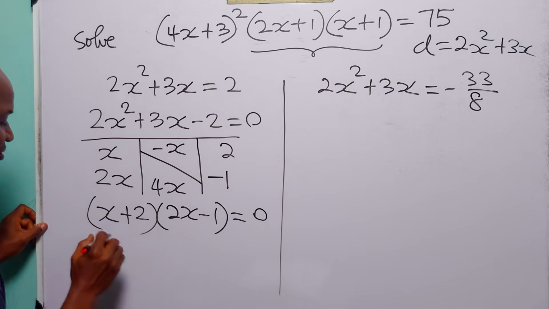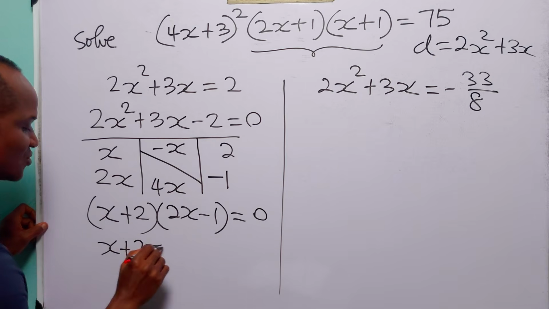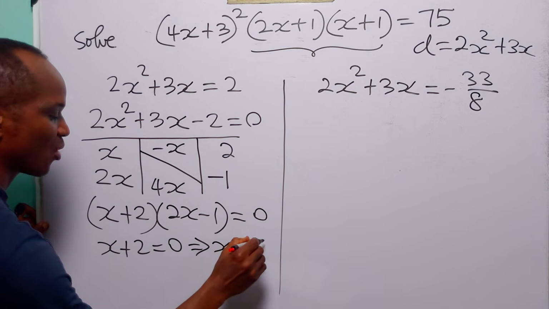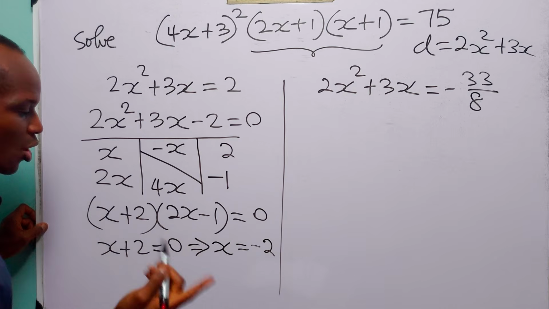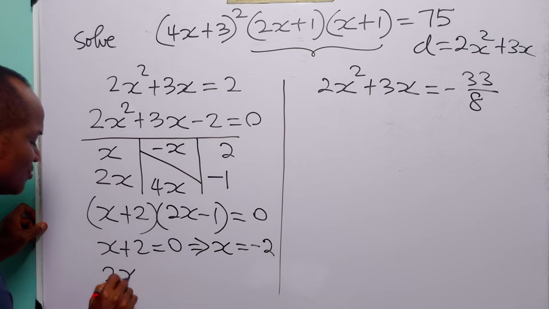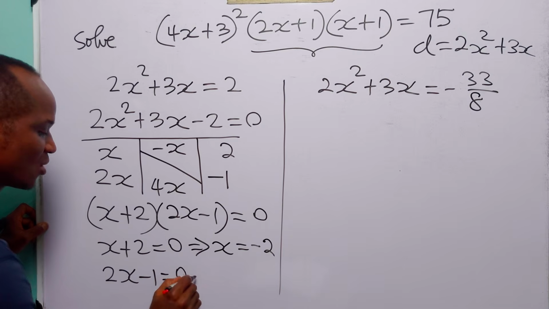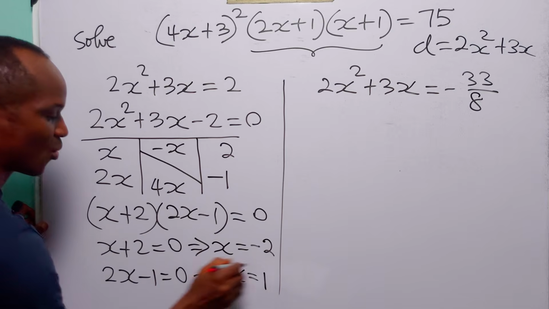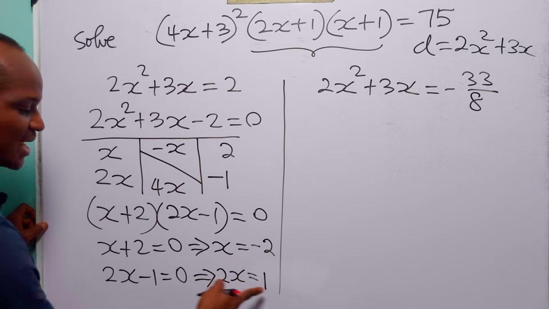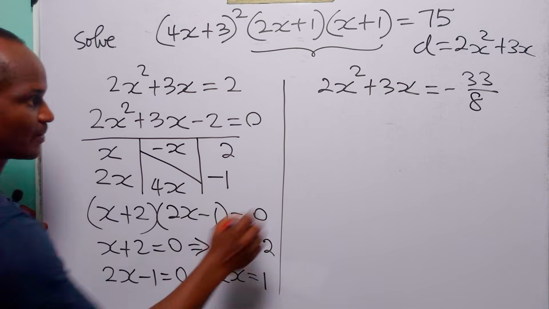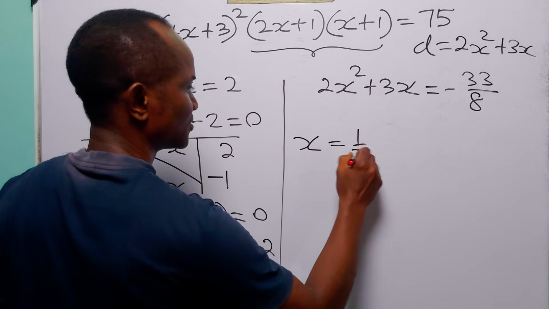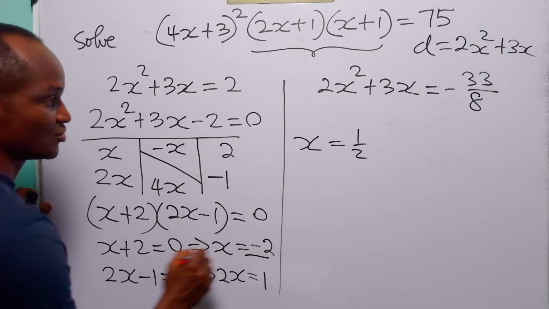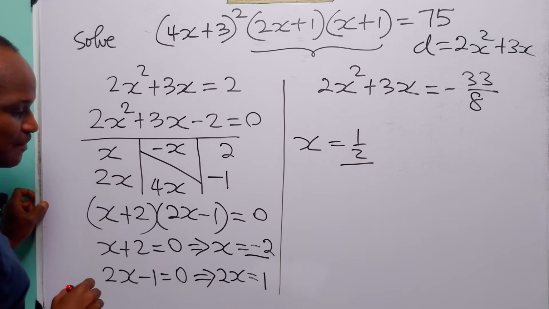And of course, from here, you can see that either x plus 2 is equal to 0, from where x is equal to minus 2, or 2x minus 1 is equal to 0, from where 2x is equal to 1, and dividing both sides of this equation by 2, x is equal to half. So we have two values of x. We have minus 2 and half.